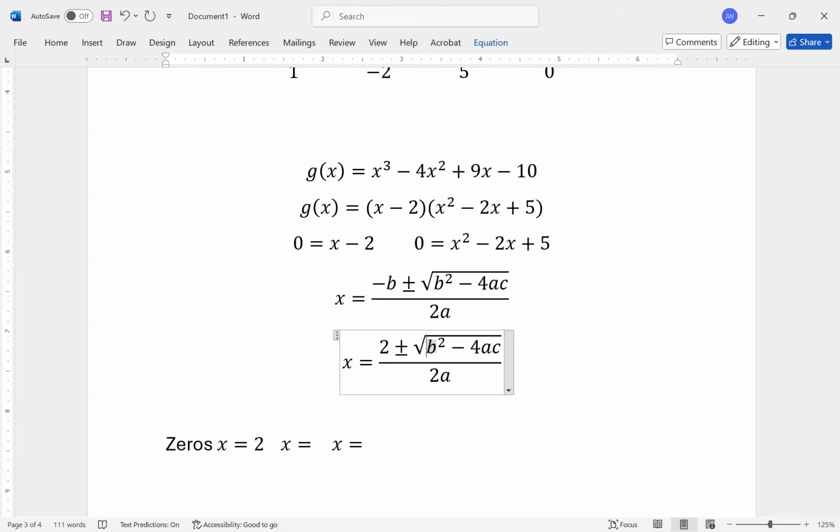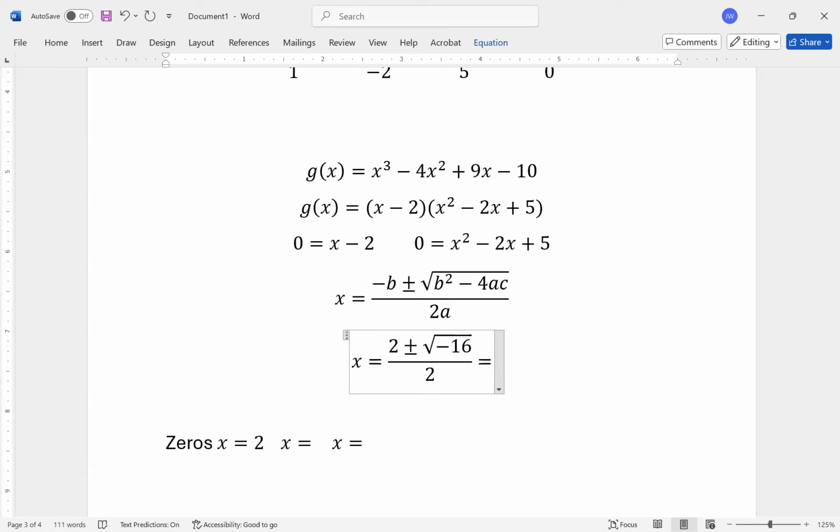plus or minus the square root of b squared, that is -2 squared. I'll just write it that way. Minus 4 times 1 times c, that's 5. All over 2 times a. 2 times 1 is 2. I get -2 squared, that's going to be a 4, minus 20. That ends up as a -16 underneath that square root.